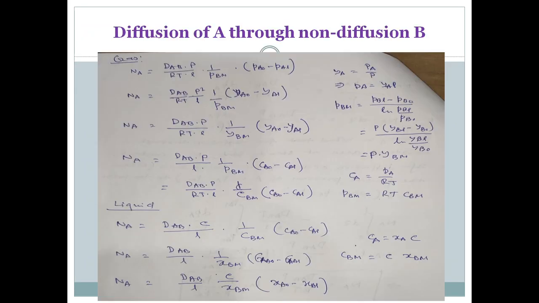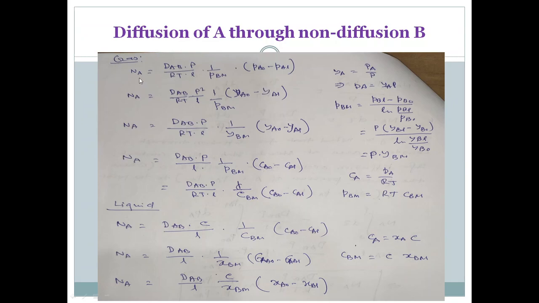In lecture 6, we discussed the fluxes in two processes. One is diffusion of A through non-diffusing B, and another was counter diffusion. And there are two types: equimolar counter diffusion and non-equimolar counter diffusion. For diffusion of A through non-diffusing B, we calculated the fluxes of A with various driving forces.